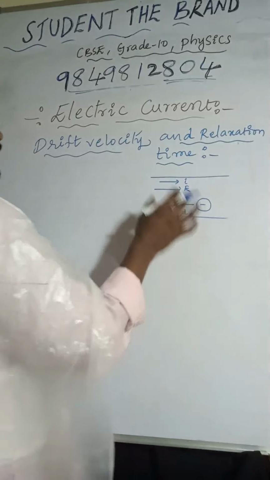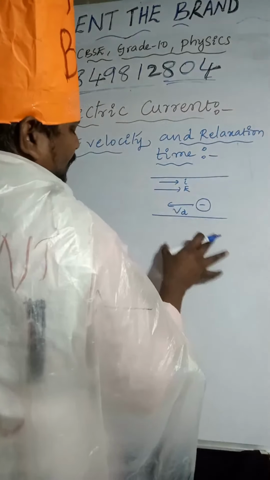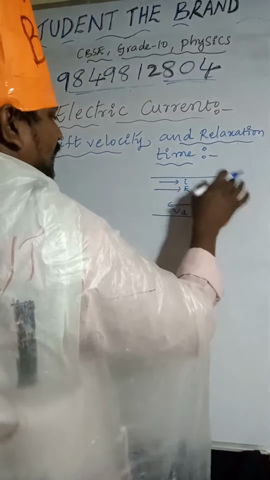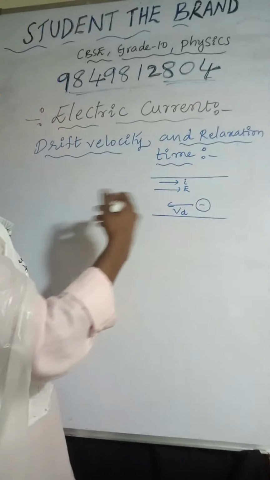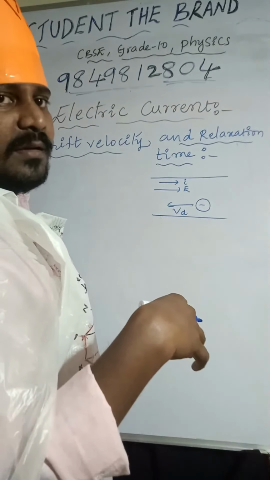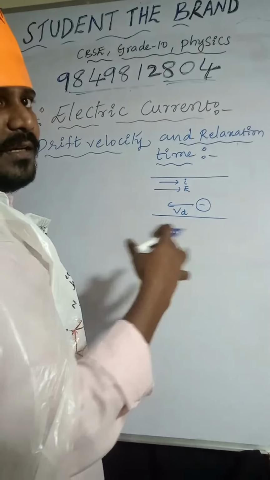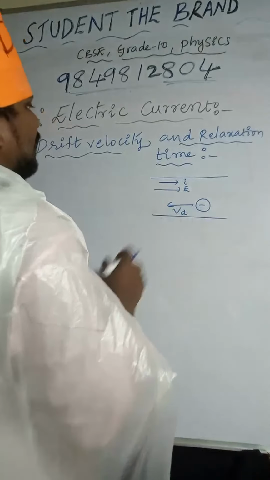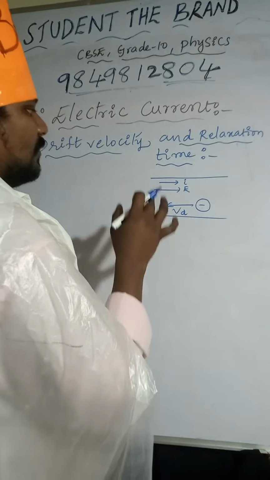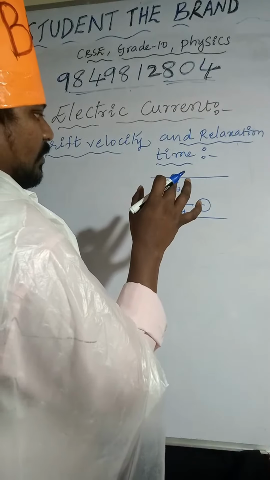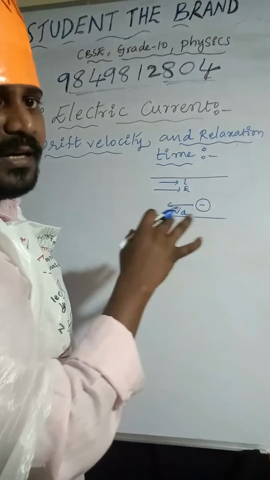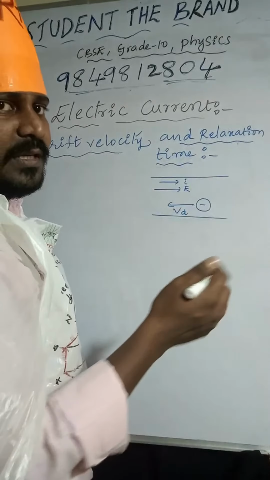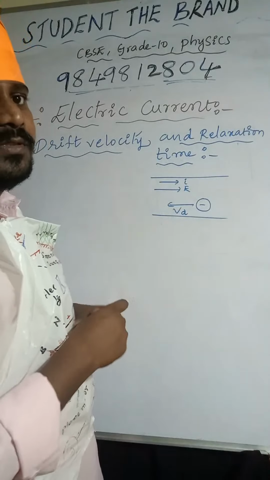Okay, done. So now you can observe here. Your current is moving like this, and the electric field is there. So the electrons are moving opposite to this direction. Now you can observe here. When electrons are moving in an electric field, they experience force. Yes or no? They experience force.